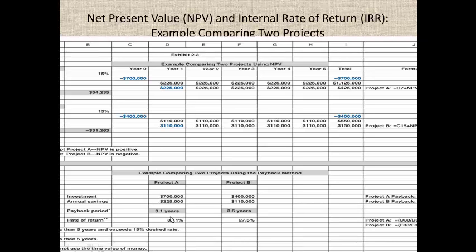Rate of return is 32.1% here, 27.5%. So you're comparing these two projects for internal rate of return and net present value.